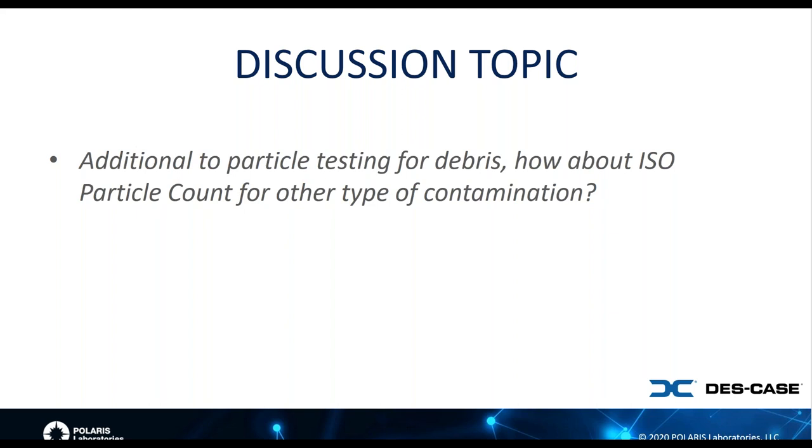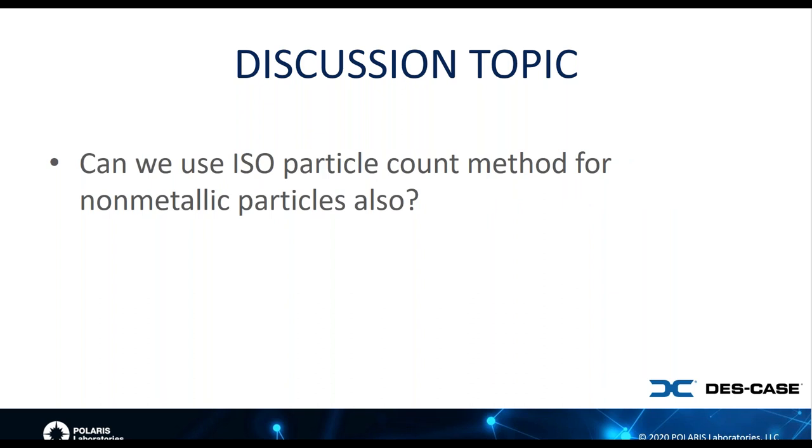Okay, so looks like we've got another question here on particle counting. Can we use the ISO particle count method for non-metallic particles also? And I'll take this one. Yes, the unequivocal answer is yes. Particle counting is literally counting anything that basically casts a shadow across that laser. So whether it be metallic or non-metallic, it's going to show those sizes. The particle count isn't necessarily pulling out what's metallic and what's not. It's just showing everything of a size range.